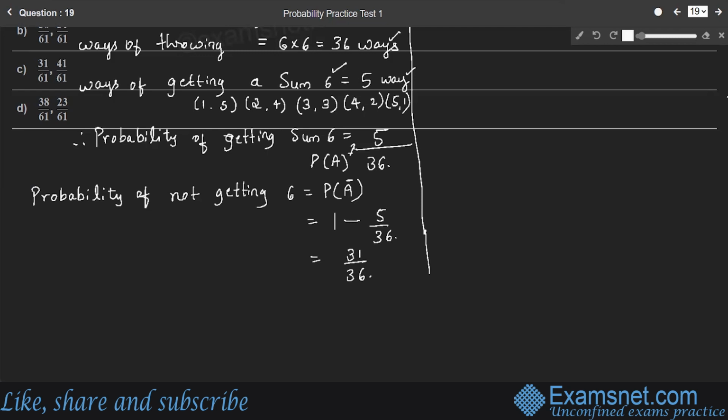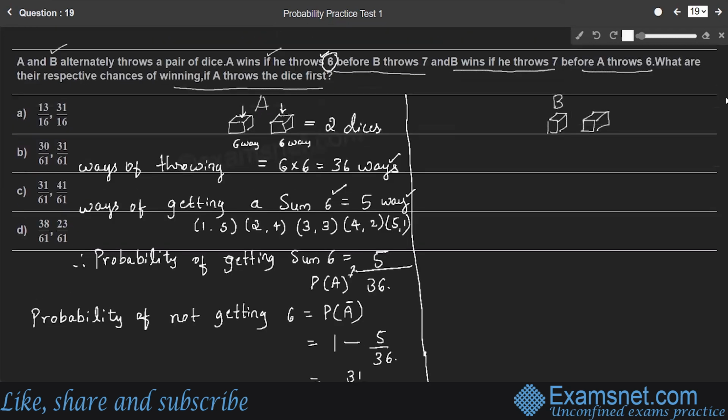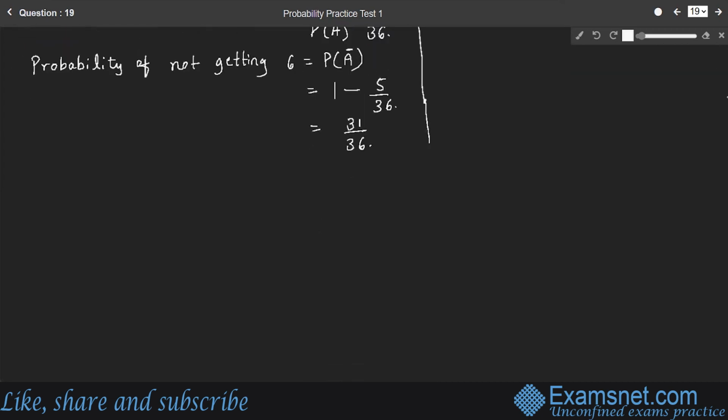Now we'll consider the chances of winning of A, according to the question. What is asked is the respective chances of winning, of A. Therefore, we'll consider the chances of winning of person A now. Chances of winning person A is equal to, at first A throws a pair of dice. Therefore it is the probability of A getting sum 6. Next, in the next roll, B throws a pair of dice. Here we are considering the alternative cases because this chance pertains only to person A. Therefore, we are considering only A's cases.